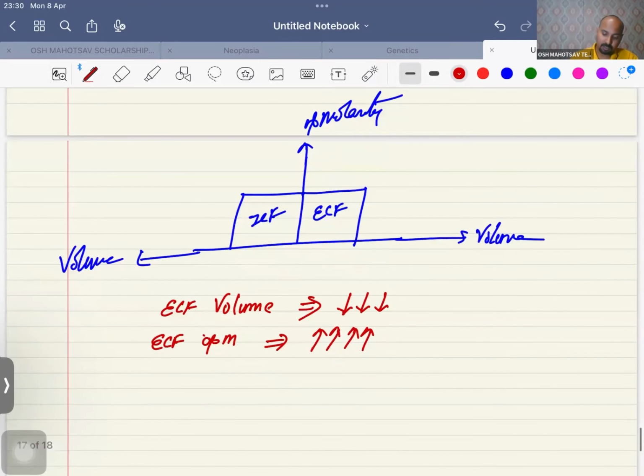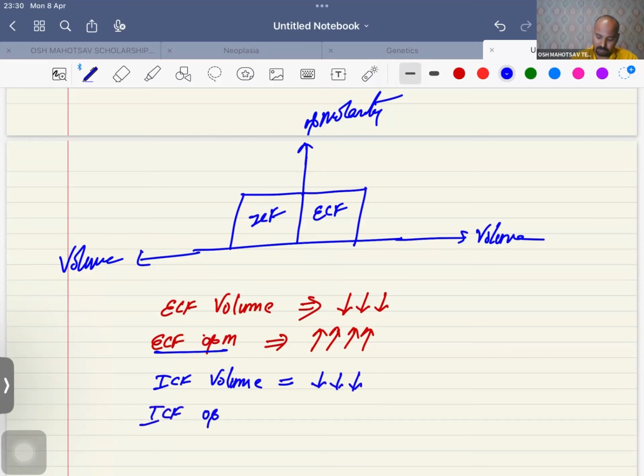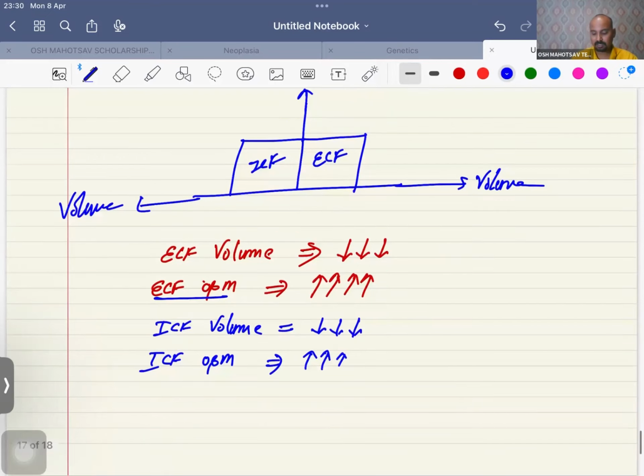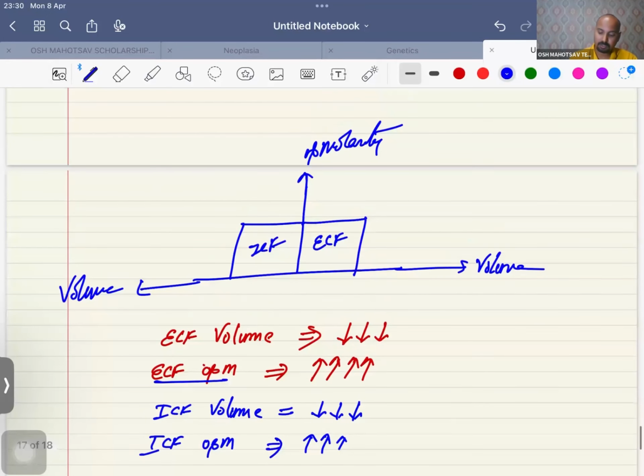And rule number 3: if ECF osmolarity increases, in that case ICF volume will decrease. If ICF volume decreases, then ICF osmolarity will increase until ICF equals ECF osmolarity. Okay. So how will we do this?